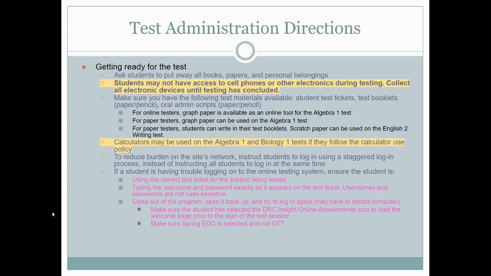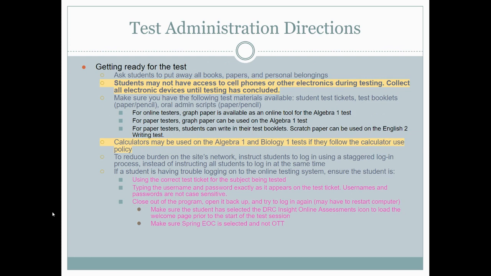Get ready for that test. When students are all seated in that classroom and they're ready to start, ask them to put away all of their personal belongings. Ask them to power off. If they have any electronic devices still in that room, they should power them off and put them in your designated area. They should not be in possession of them. They may not have access to cell phones or any other electronic devices during testing, and that includes smartwatches. So check those risks. Collect all of them until testing has concluded.